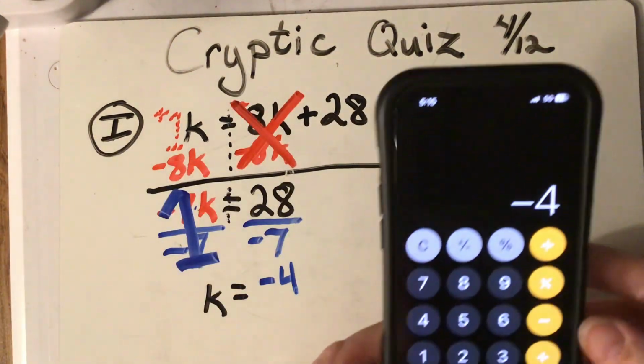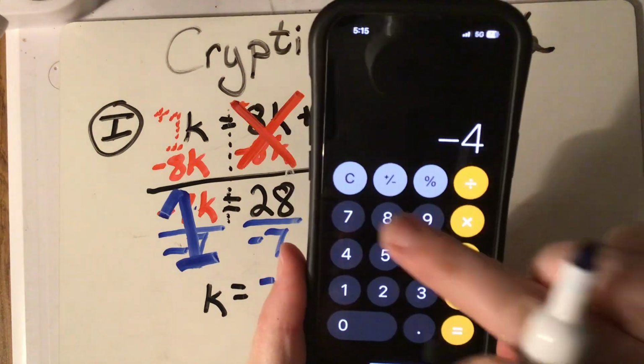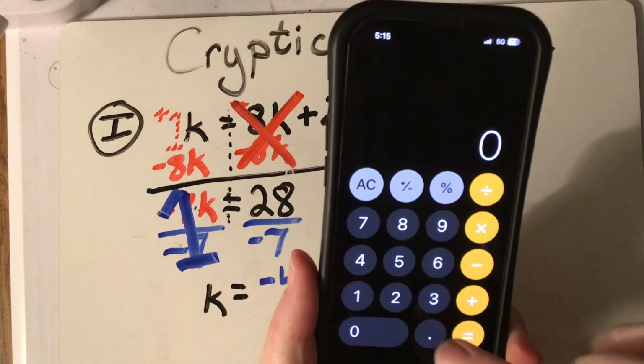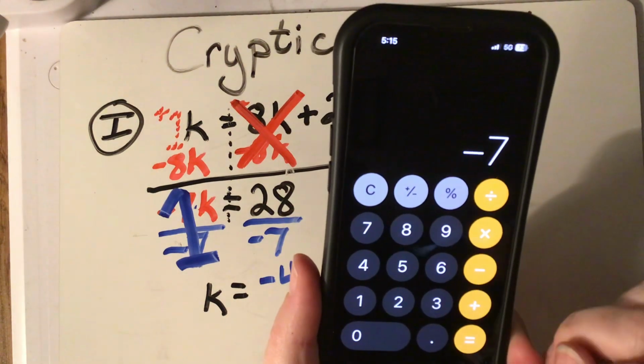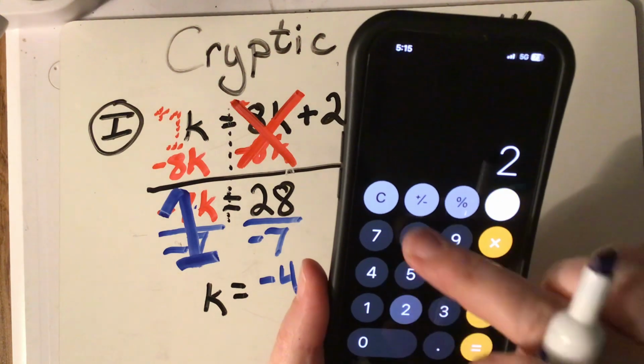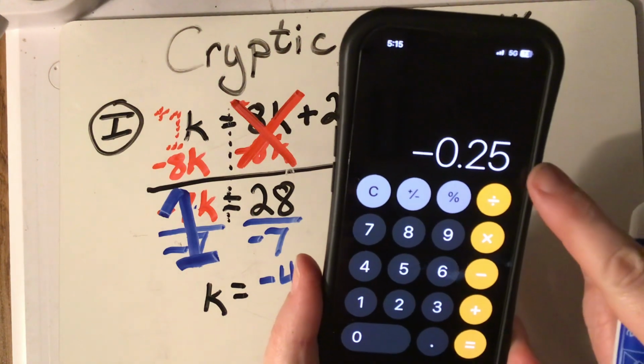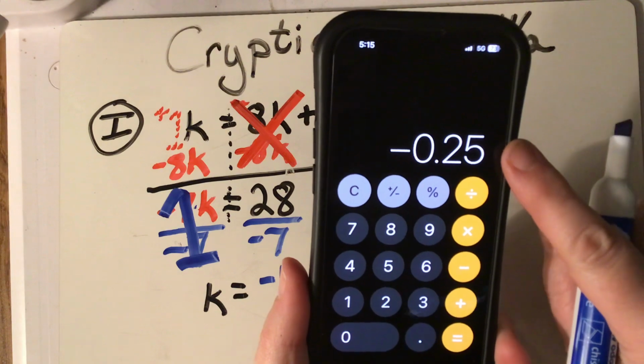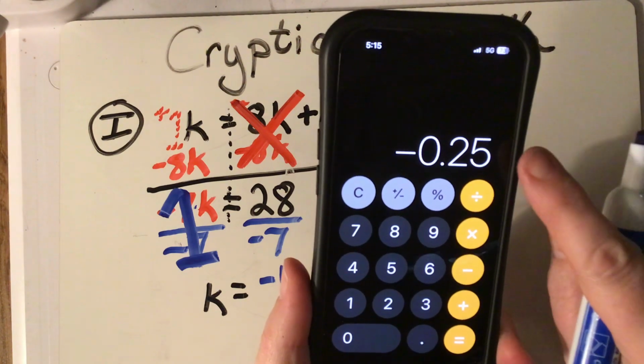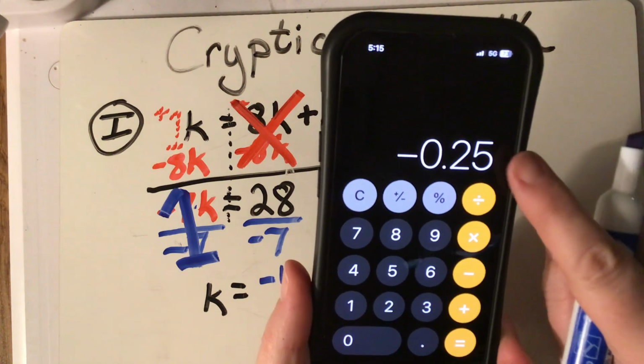Now, I want to show you guys something. What would happen if I did this wrong and I did it backwards? What if I did negative 7 divided by 28? Look, I ended up with a decimal point. And remember Miss Heinrich told us that all of these were kind of nice and round, even numbers.